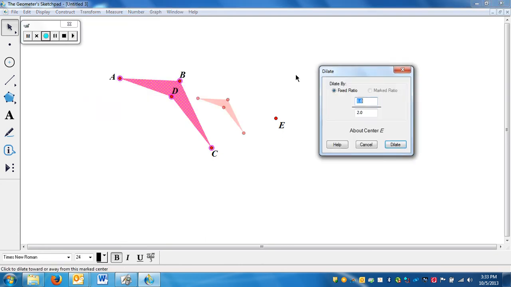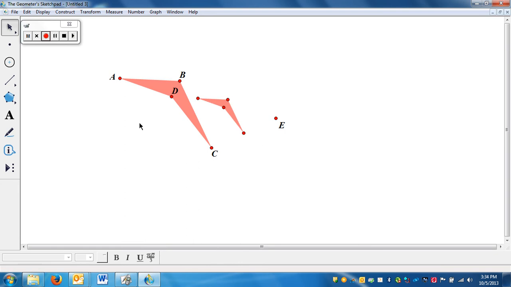Transform, dilate. Now on here it says to notice fixed ratio. So they want to know the ratio. This right here is a fraction. So right now it's saying I want my scale factor to be a half. I want to cut everything in half. So I'm going to say okay, and it's centered at E, which is what I want. So there is my new figure. Like so. So what did it actually do? How did they figure out that it needs to go right here?